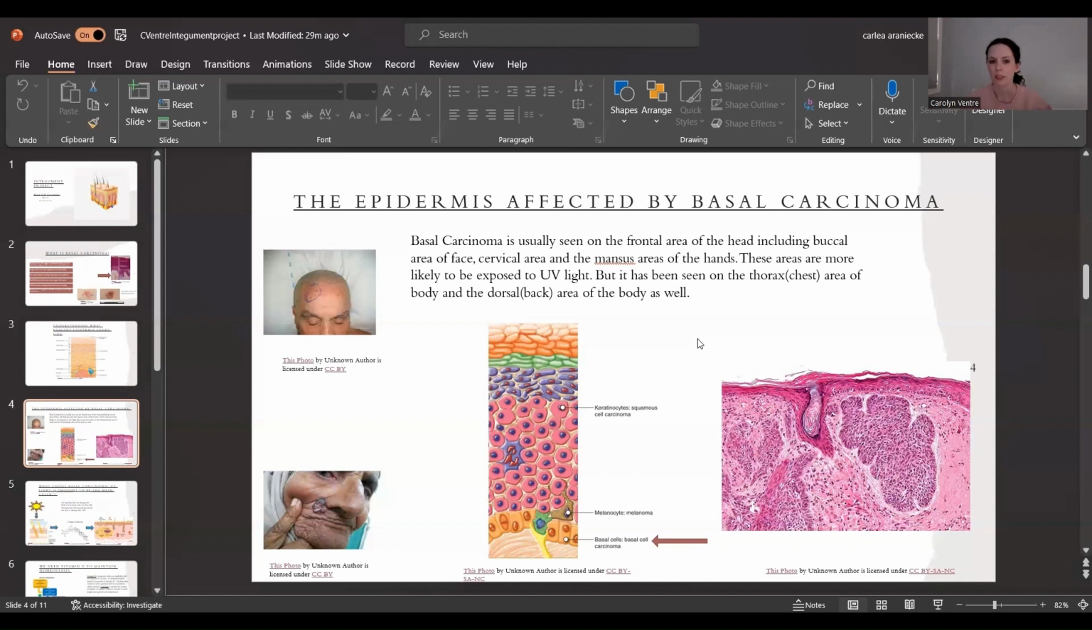If you take a look at the picture in the lower left-hand corner, it's a lady that has a good size basal carcinoma on her face. The center part shows you where in the epidermis the basal cells are, and the picture on the right-hand side gives you an idea of what it actually looks like in the epidermis.